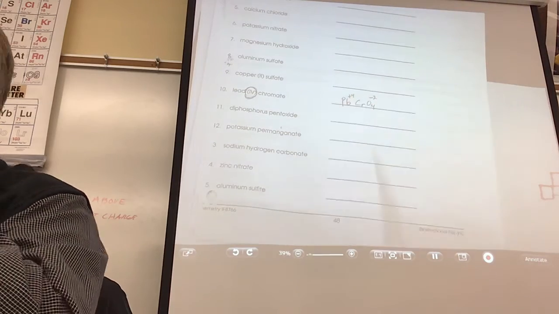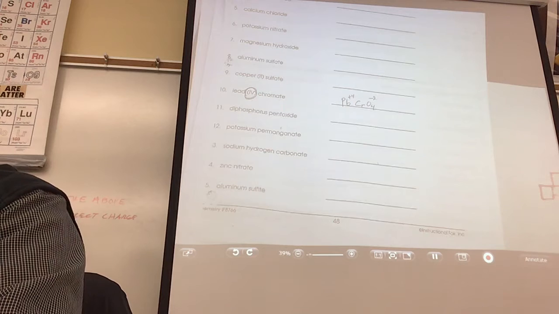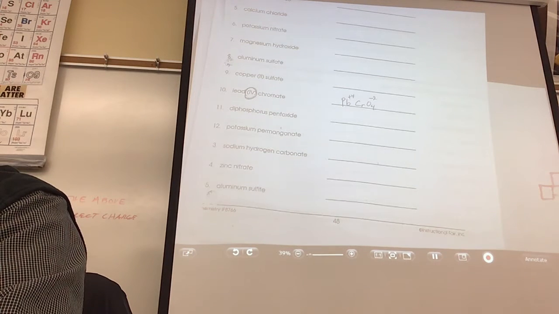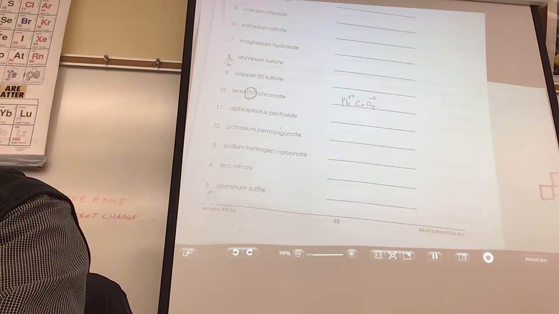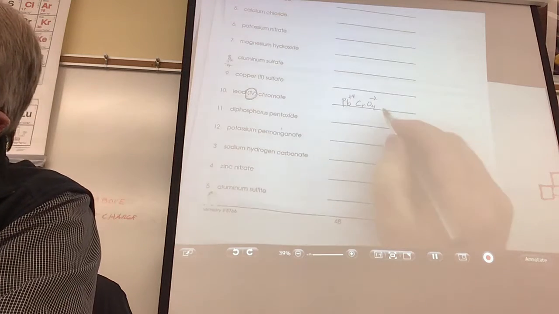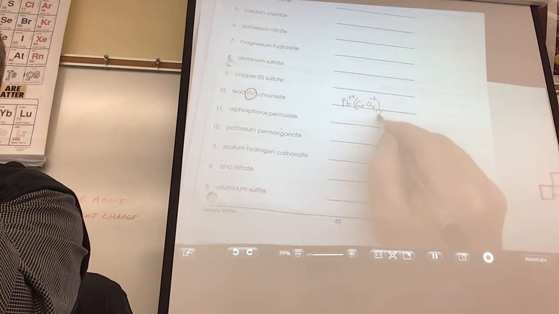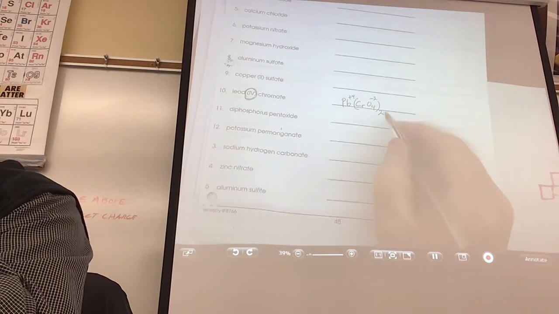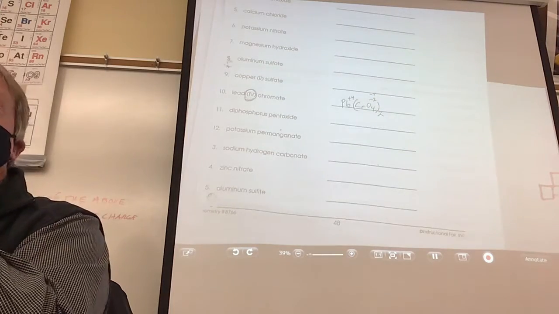Wait a minute. If that lead's 4 and chromate's -2, that's not going to work. All right, Will, what am I going to do here? If the lead's 4 and the chromate's -2, what am I going to have to do? Put the CrO4 in parentheses and then do a subscript. Very nice. I'm going to have 2 chromates, aren't I? Does that make sense to you? Each chromate's -2. I have 2 of them. That's -4. Very, very good.